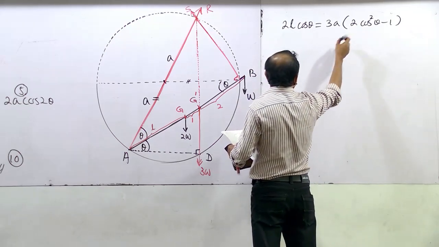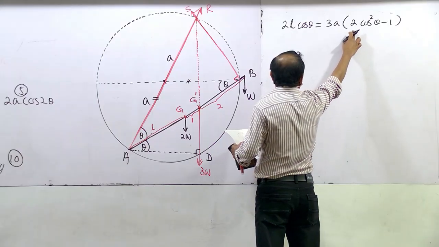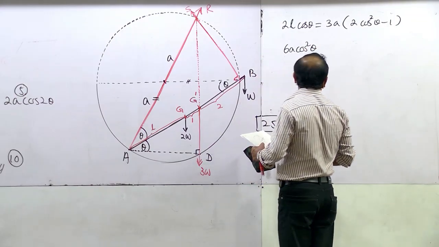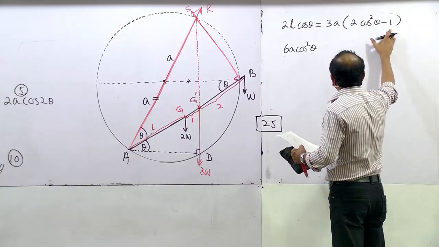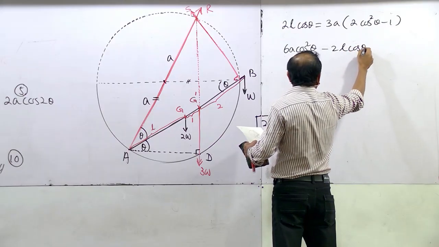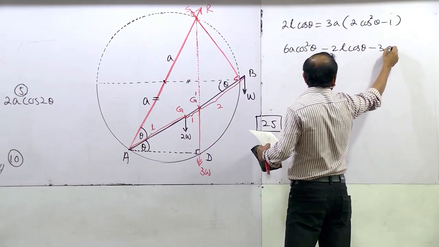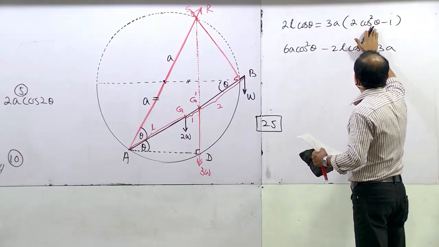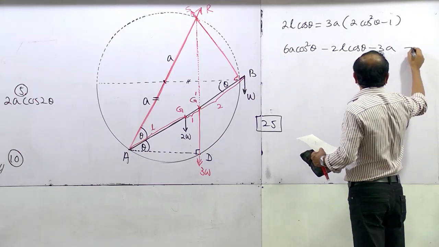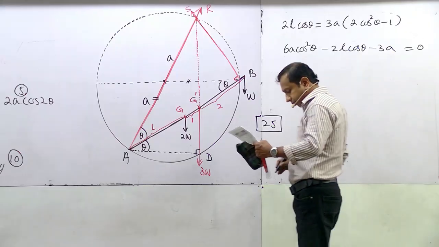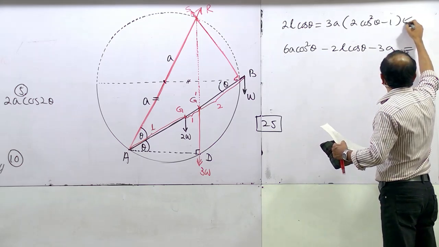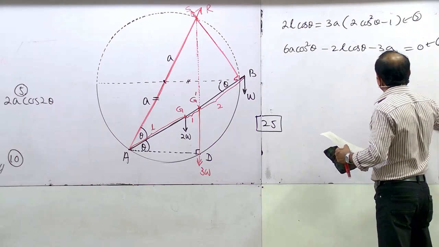Right, now remove the bracket: 6A cos square theta. Take this to the side, minus 2L cos theta, minus 3A. Correct, no? We remove the bracket here, take this to the side. Now we must have the left hand side 0, no? I put it this way. Right, here 5 marks, for this also 5 marks.